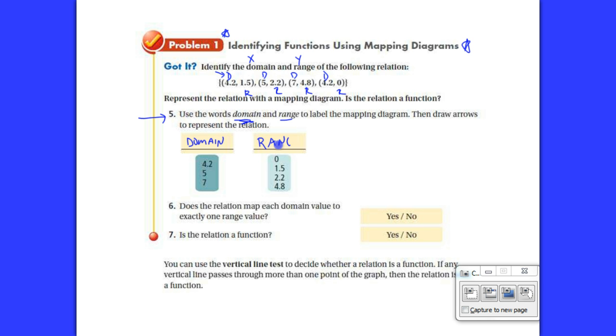All right, and then what they want you to do is they want you to look at the original ordered pairs. When I had 4.2 input, the input was 4.2. Remember this domain, that's input. The output on the first one was 1.5. So draw an arrow from 4.2 to 1.5. That arrow symbolizes that putting that in the function machine output was 1.5. The second one, where it says 5, its output was 2.2. So draw an arrow from 5 to 2.2. The next one was 7 and 4.8.